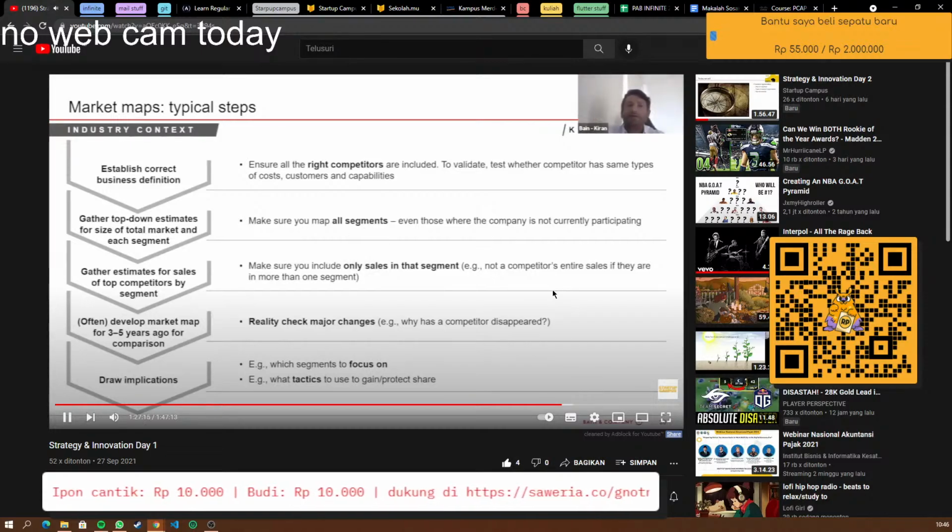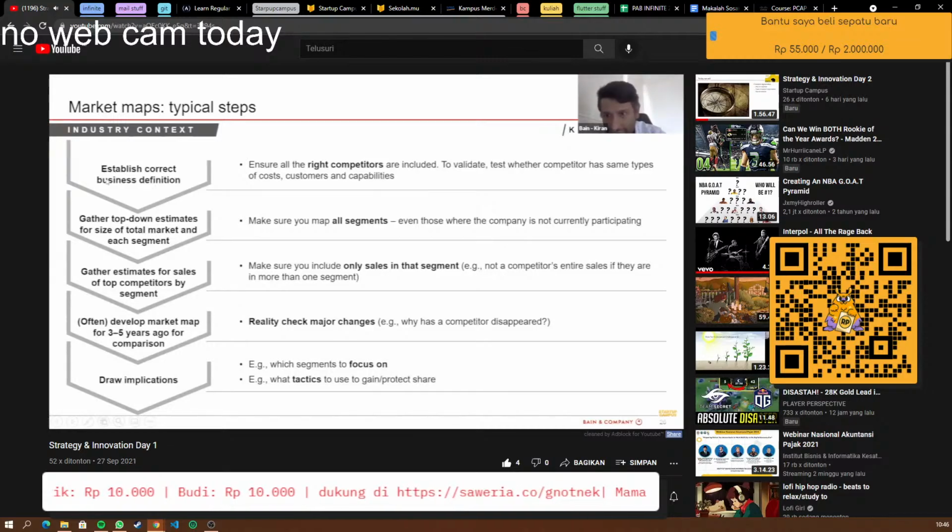with all 100 of them, right? So establish the right business definition is step one. Step two then is gather as much top-down estimates as is possible, so you have a view of mapping out all the segments that you have. 3 is then gather estimates of who your top competitors are by segment. 4 is look at a multi-year view of this. Has it changed? Has it remained constant? Why have there been new competitors that have come in? Why has there been competitors that have disappeared?